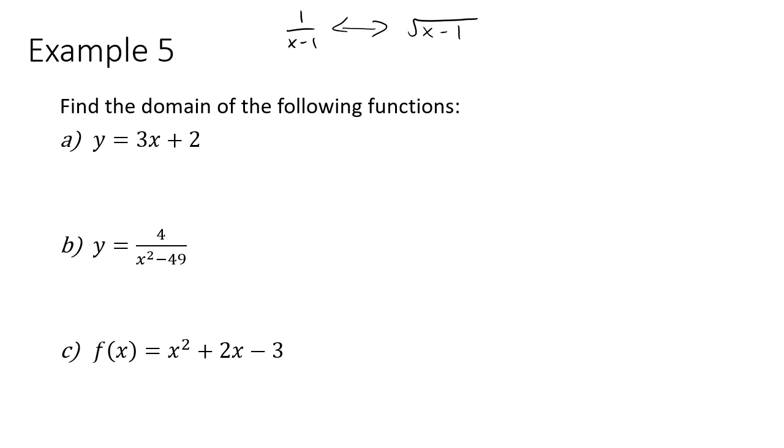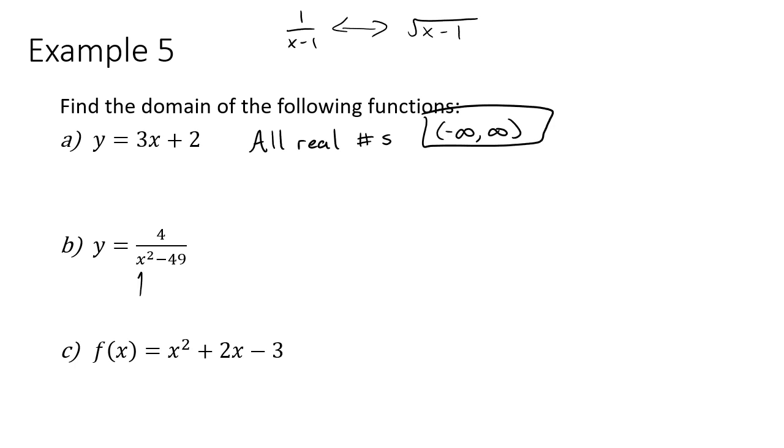So with that said, let's think about part A. Y is equal to 3x plus 2. Well, no matter what real number you plug in for x, if you multiply it by 3, it's still a real number. And if you add 2, it's still going to be a real number. So in other words, you're never going to divide by 0 if you plug in a real number, and you're never going to take the square root of a negative number. So there are no restrictions. The domain of this is all real numbers, or as an interval of x's, that would be from negative infinity to positive infinity.